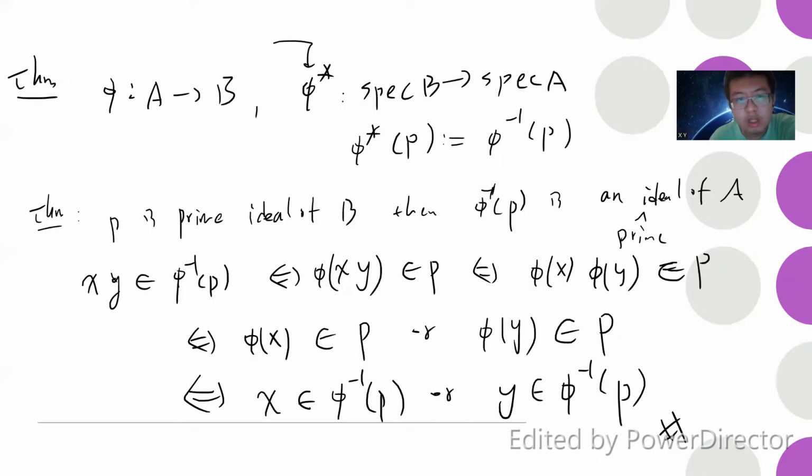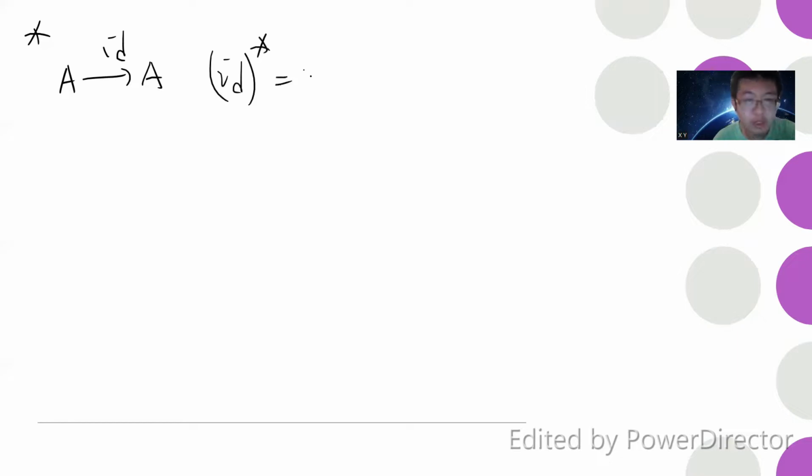Okay, so obviously this map looks like a functor, right? Because it just comes from a function. If you start from the map from A to A which is the identity, then this identity map will give you the identity map on Spec A.